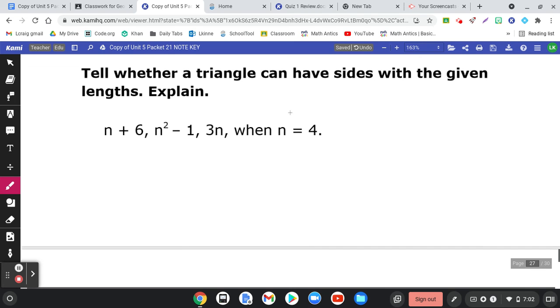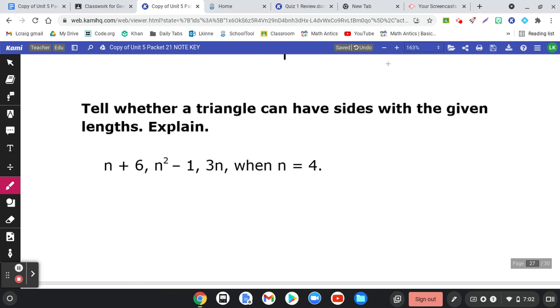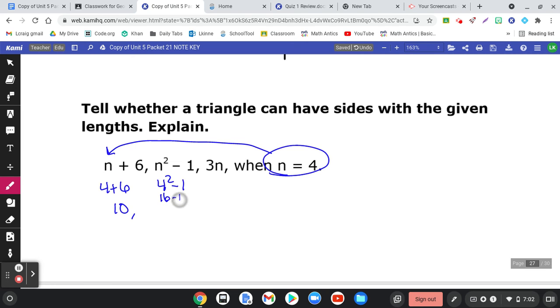All right, and then the last question that we have to look at today: tell whether a triangle can have sides with the given lengths when n equals 4. So instead of them giving you the 3 sides, you just have to substitute n in. So this side would be 4 plus 6, which is 10. This side would be 4 squared minus 1, so 16 minus 1 is 15. And this side would be 3 times 4, which is 12.